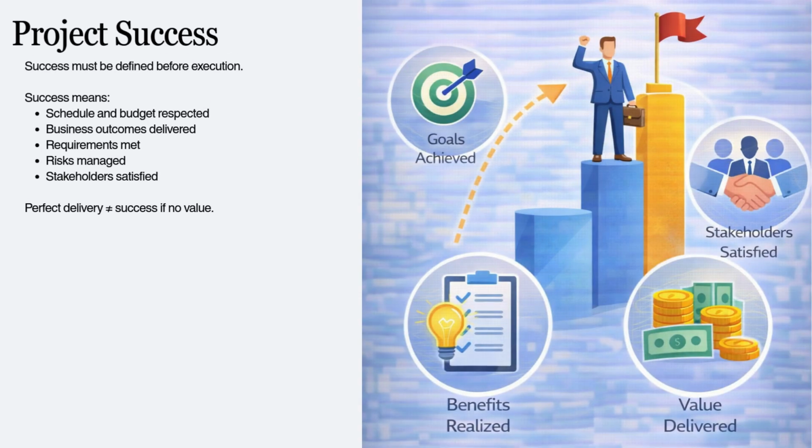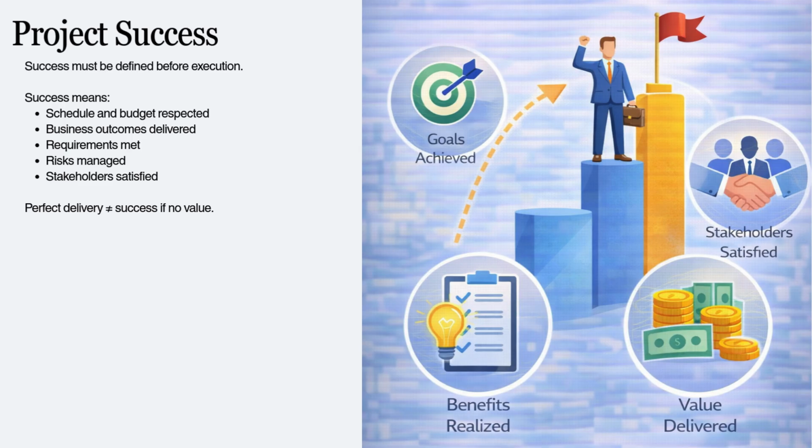Once we understand why the project exists, the next question becomes, what does project success look like? And success must be defined before execution begins. If success is not defined early, it will be debated at closure. Project success is not just delivering on time and on budget, that is delivery performance. True success means the intended business outcomes were realized, the solution met requirements, risks were managed proactively, and stakeholders adopted the change. We have all seen projects delivered perfectly that nobody used. That's not success. That's just a waste of capital.